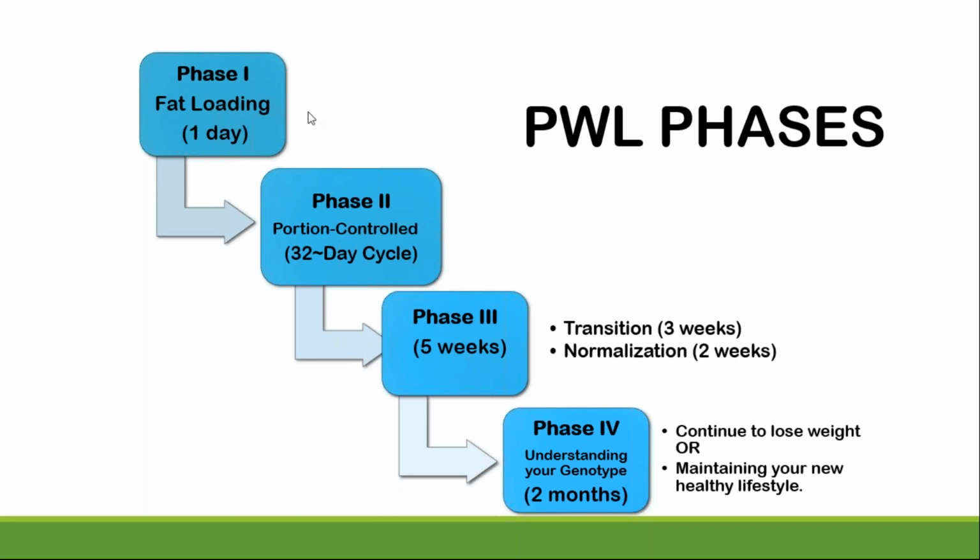Okay, so this is a nice general overview of the program. So there's 4 phases. And phase 1 is what we call the fat loading day. So that's 1 day long. Phase 2 is the portion controlled cycle on the formulas. Phase 3 is the transition and normalization. And phase 4 is the DNA. Okay, so that's what we're calling understanding your genotype. So that gives you the overview of about how long it should be. So 32 days about on the formulas, 5 weeks of transition and normalization, and then you'll be using the DNA after that if you've signed up for that portion of the program.